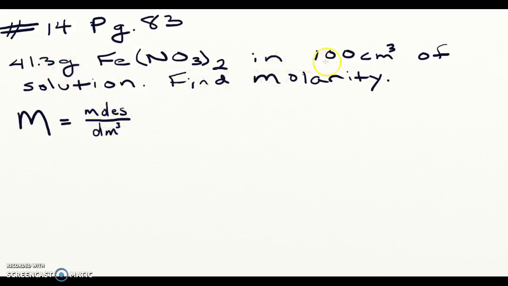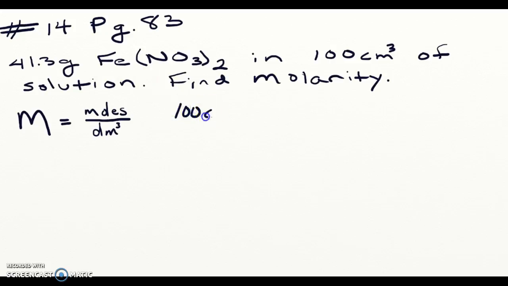And then it says in 100 cubic centimeters of solution. So the solution here is the decimeters cubed. That's 100 cubic centimeters. We need to change it to decimeters cubed. So what we'll do is change that first, and that'll be the denominator. Remember I said in class, like to tackle each one at a time. Moles comes from the grams of iron nitrate, and decimeters cubed comes from the volume of solution, which in this case is 100 cubic centimeters. So let's do a little bit at a time. We'll do the first one here.